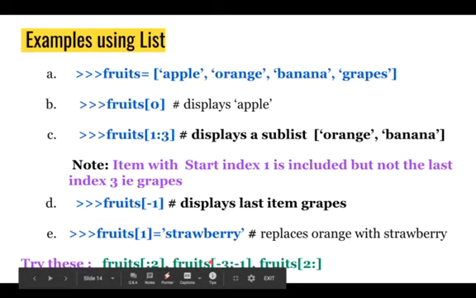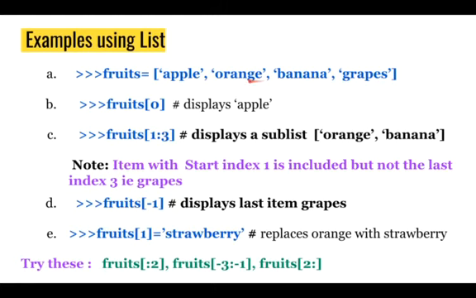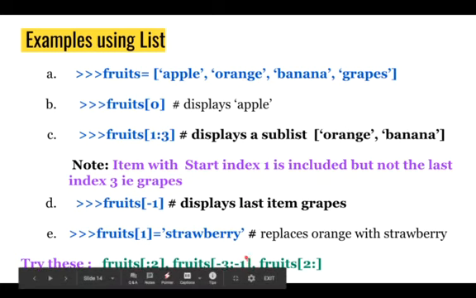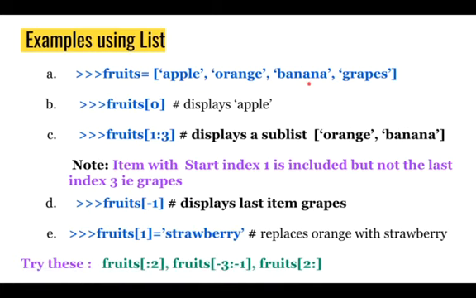Okay. Next example is fruits of -3 to -1. Which item in the list is minus 3 here? This is minus 1, this is minus 2, this is minus 3. So the list will be created as orange and banana. And the last item is not included, so grapes is excluded from the list, and the new list created will be orange and banana.